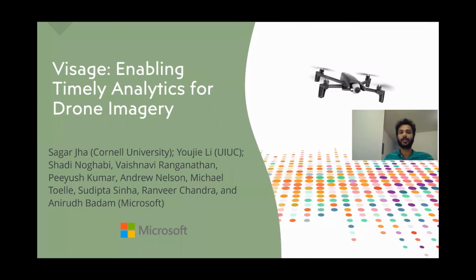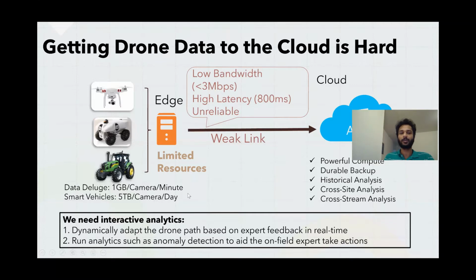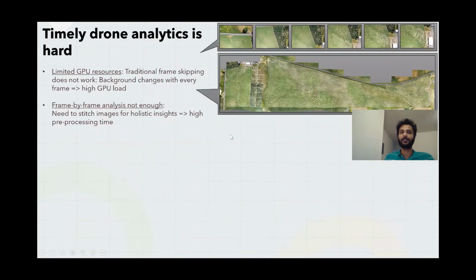I'm Sagar Jha. Our system Visage enables timely analytics for drone imagery. Drones generate massive amounts of data. Due to slow internet, we cannot send all the data to the cloud. Locally, we lack sophisticated compute resources to run the analysis.